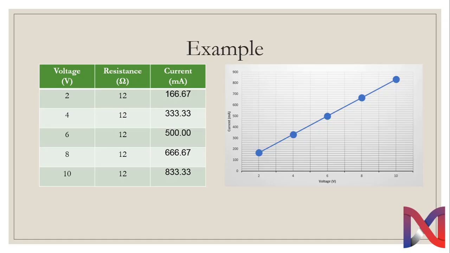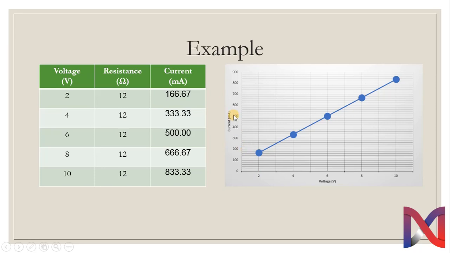Here I have placed the values with the graph. For 2 volts 166.67 milliampere, which is right here. For 4 volts 333.33 milliampere, which is right here. For 6 volts it's 500 milliampere. For 8 volts it's 666.67 milliampere, and for 10 volts it's 833.33 milliampere. So here is its graph.